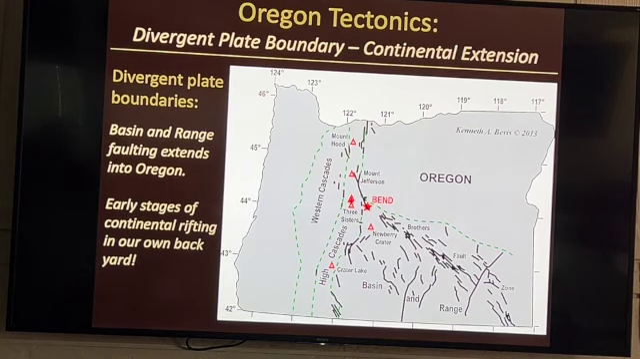So we have the early stages of continental rifting. We do not have a full-on divergent plate boundary pulling North America into two plates, but we have the early stages of that. And if we stick around for a few million years, maybe Western North America will be its own continent, which maybe some people would be happy about. I don't know. We won't be the people around to see that, but all right.